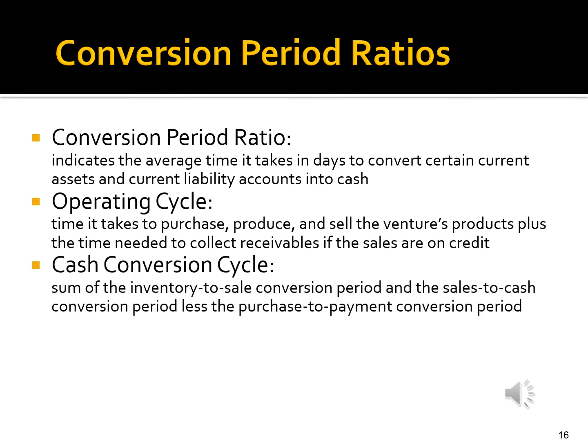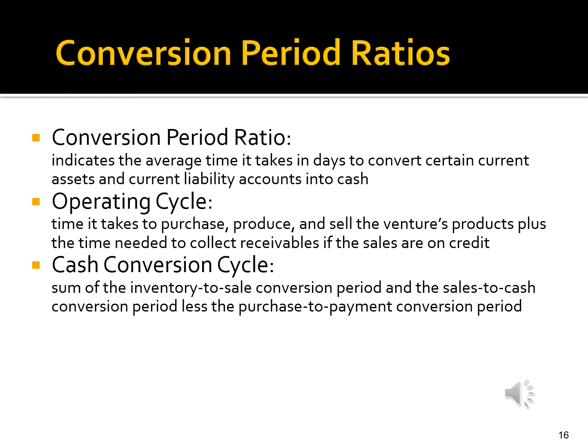Now let's discuss the conversion period ratios. What is the conversion period ratio? It indicates the average time it takes, in days, to convert certain current asset and current liability accounts into cash. Cash is more important than other things, so this ratio represents the ability of the company to convert their assets and liabilities to generate cash. Then the operating cycle is the time it takes to purchase, produce and sell the venture's products, plus the time needed to collect receivables if the sales are on credit.